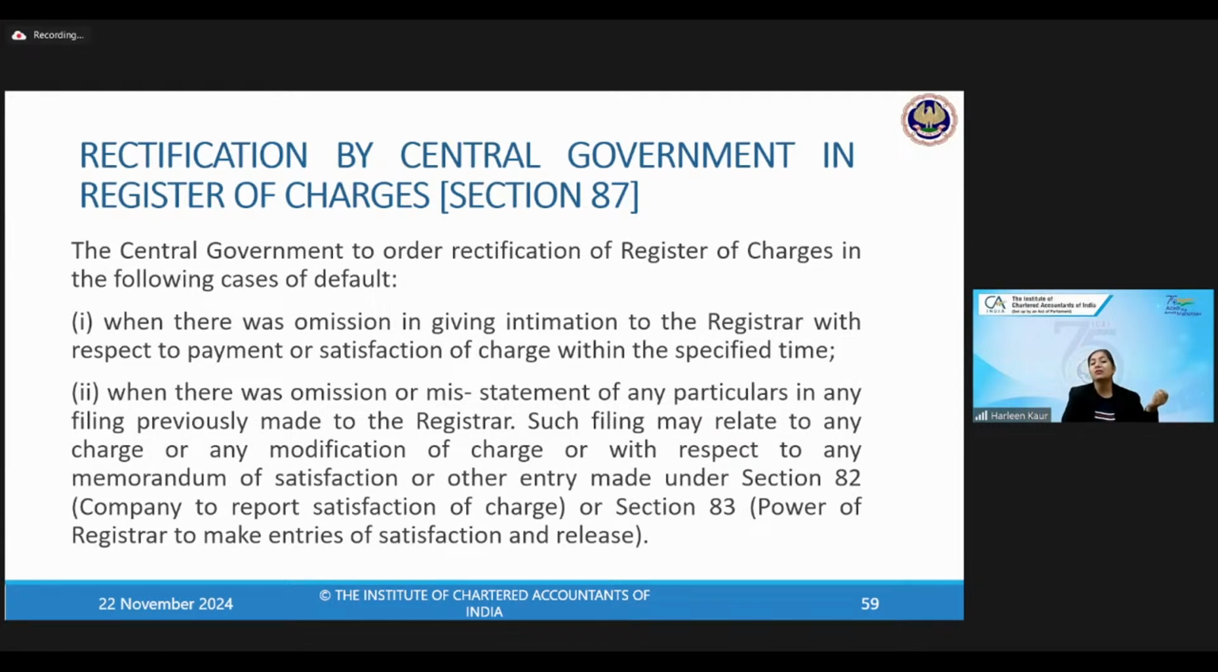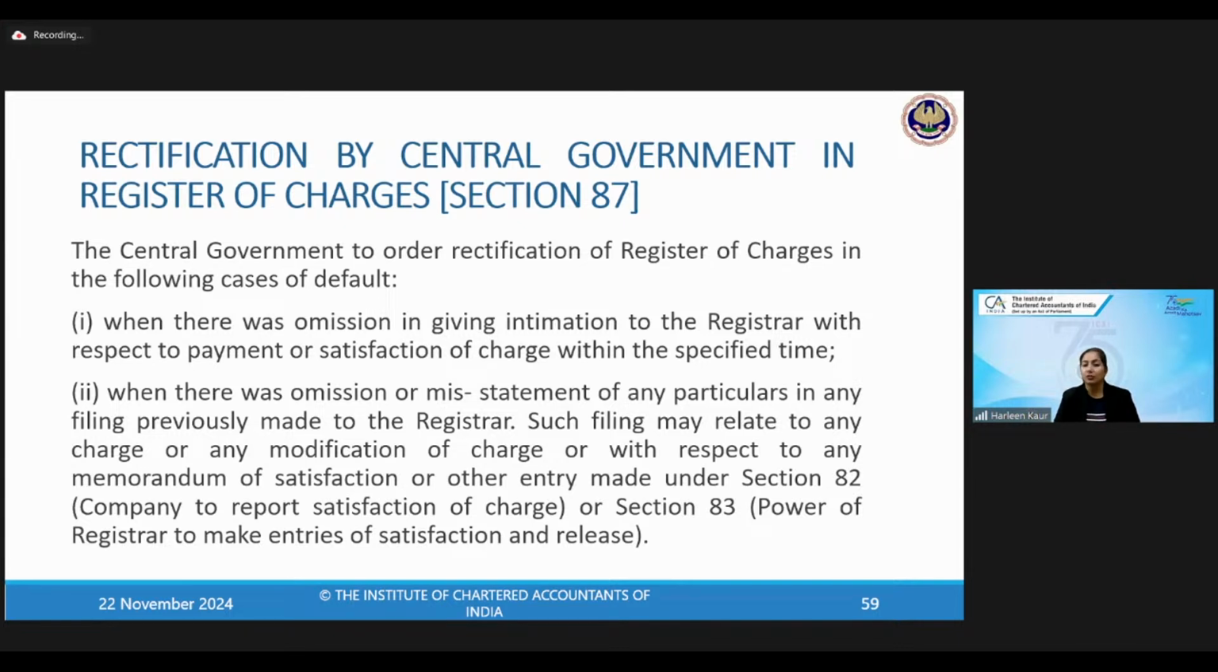Rectification means corrections in the register of charges. So the first question that comes to our mind is, can we rectify the register of charges? It says, yes, you can rectify the register of charges only in the following cases of default. But how will it happen? The Central Government will give the order. So you have to make an application to the Central Government.